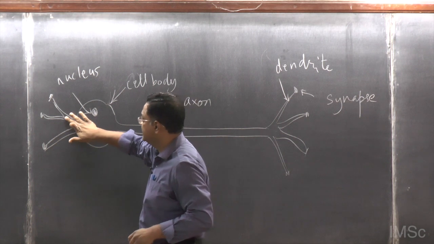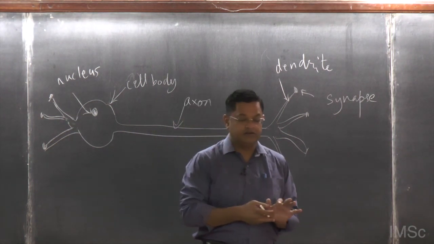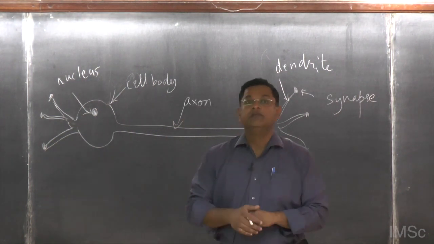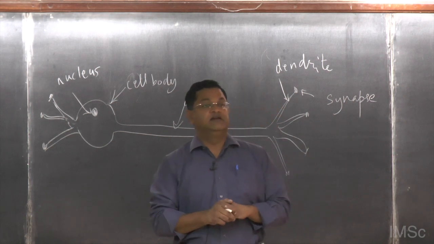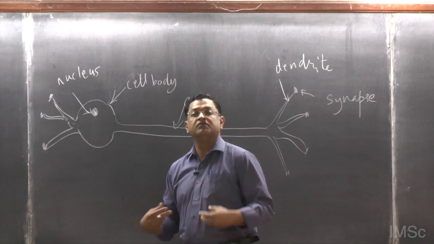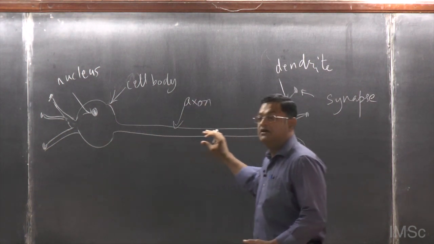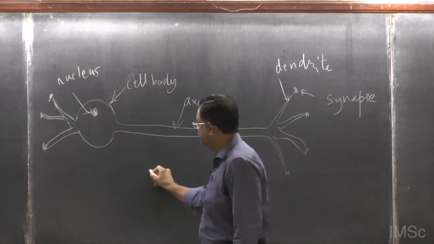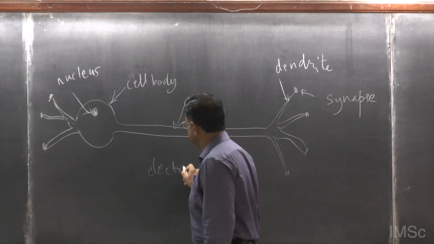So now, why do I call them wires? Deliberately, because these also carry electrical impulse. The way signals are carried is by carrying some form of an electrical impulse down the axon. Okay, so let's introduce this word.